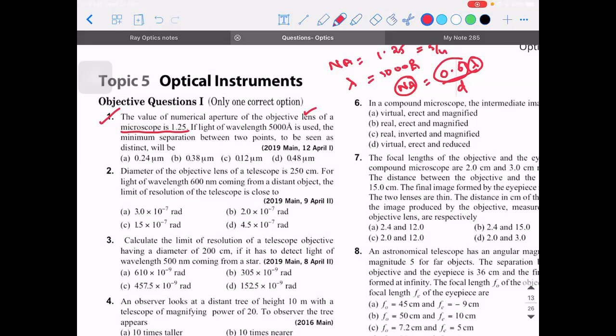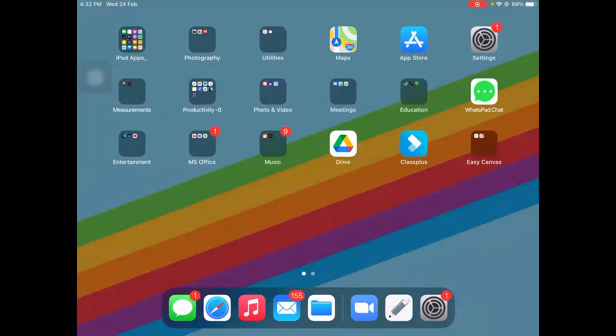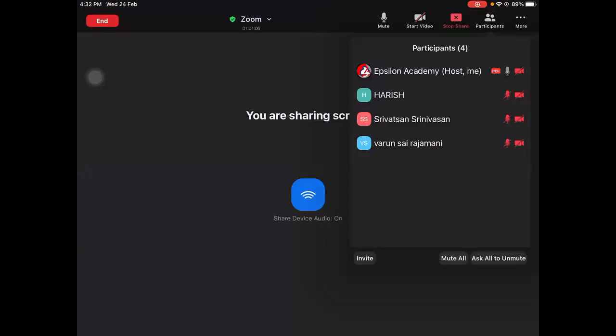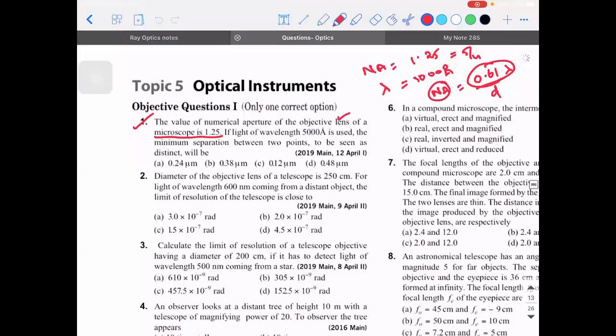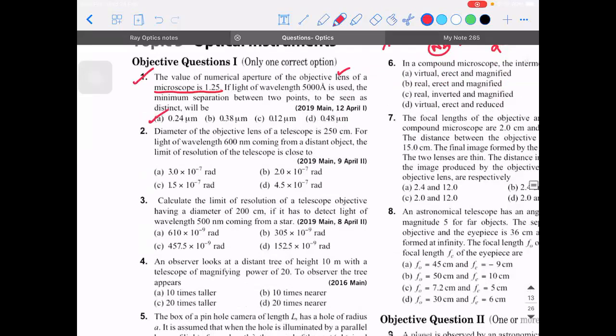For the time being, you can use a calculator. Later, you do all those calculations. Just tell me the answer. What answer? 0.24 distance. Correct, that's right. Let's move on to the next one.